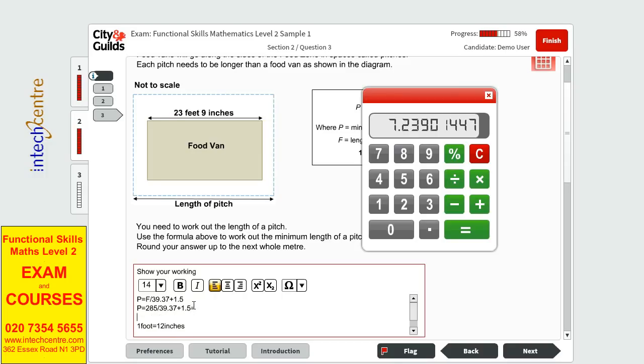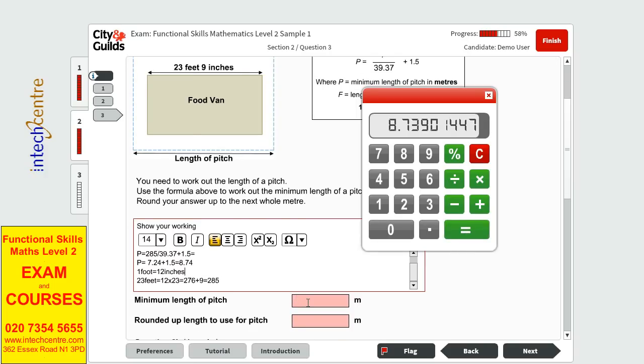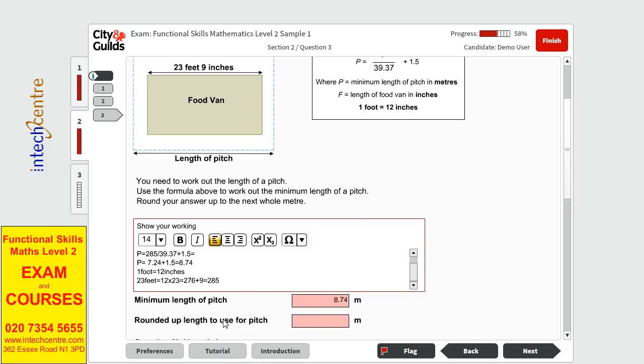Let's put an equal there and go P again equals to 7.24 if you want to, plus 1.5. And let's see what the answer will be. We get a total of 8.74, which will be our answer here, 8.74 meters. This is the answer of minimum length of pitch. Rounded up length to use for pitch to the next whole meter, it will be 9.